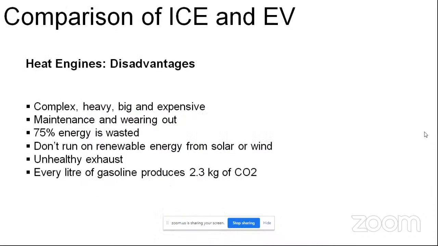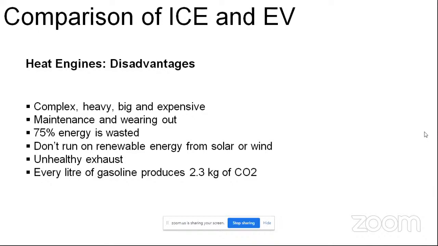Why EV? Why is an electric vehicle important? There is a simple comparison between an IC (internal combustion) engine and an electric vehicle. What disadvantages are there in heat engines or IC-based engines that are forcing us to move to electric vehicles? First, they are complex, heavy, big, and expensive. All the heat engines are very complex and heavy. They are very big in size and very expensive. Their maintenance is very high and they wear out very shortly.